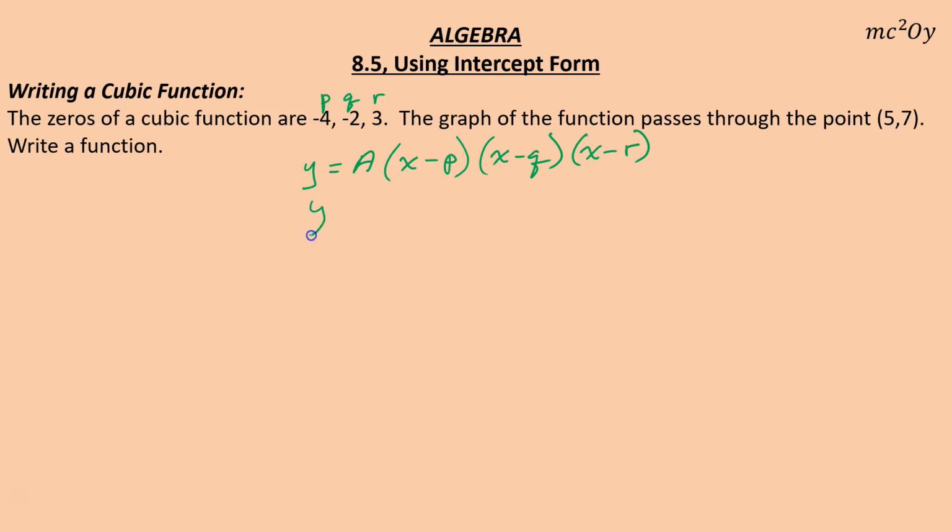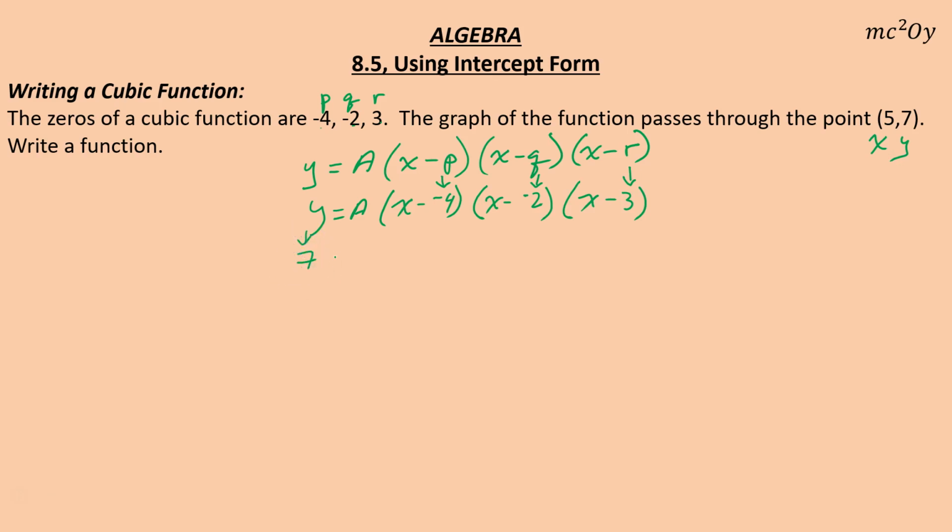There are just 3 sets. So y equals a times x minus negative 4, and x minus negative 2, and x minus 3. Negative 4, negative 2, and 3. And it has to go through the point 5, 7. That's an x, y value, so that's going to help us find the a term. Let's put that in, 7 for y.